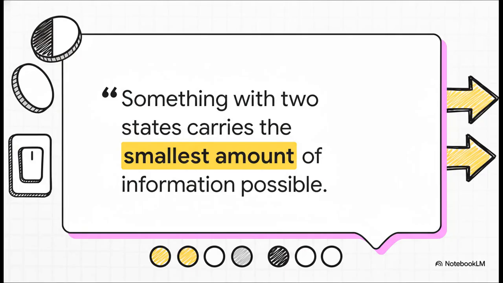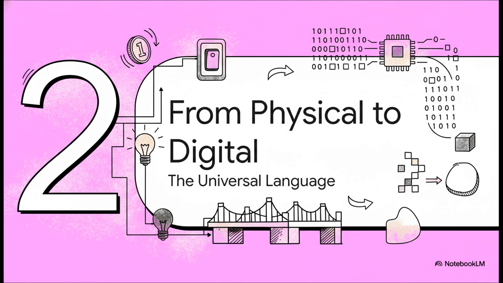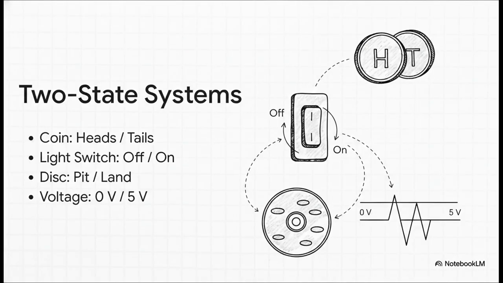And that leads us right to the core idea we've been looking for. This is it. We found the fundamental building block. You could even call it the atom of information. It's basically anything that can exist in one of 2 separate states. And here's where it gets really cool. It turns out this simple two-state idea isn't just about coins. It's a universal concept that literally connects the physical world we live in to the digital one we've built. Once you see it, you start seeing it everywhere.